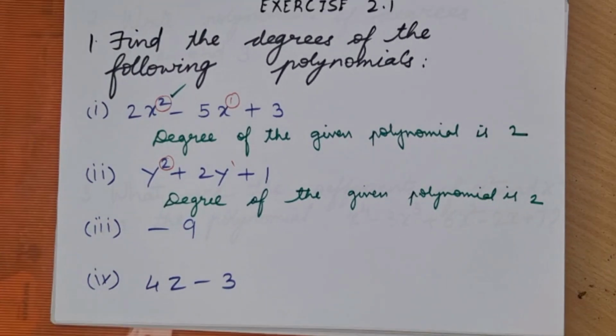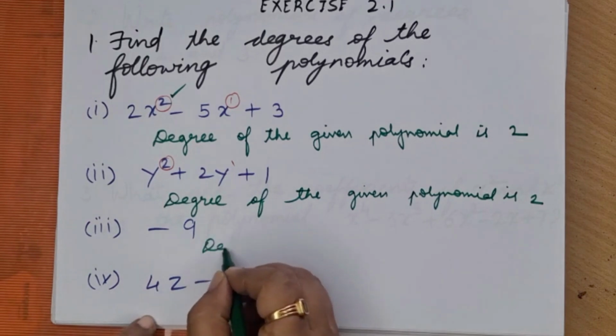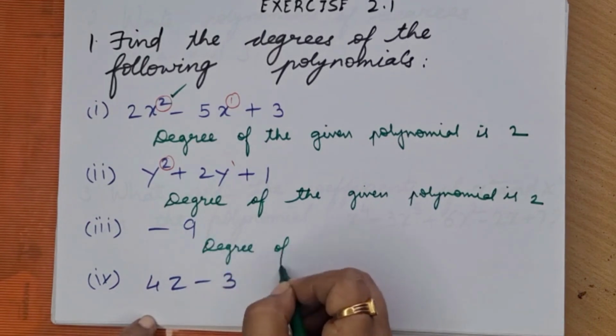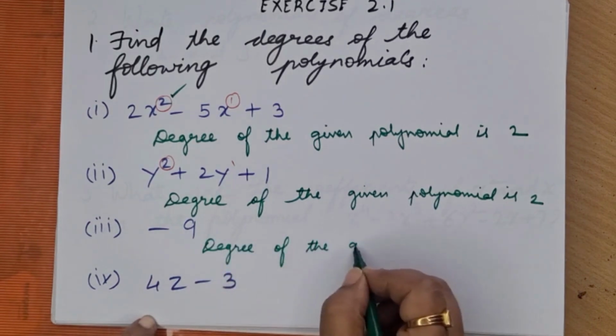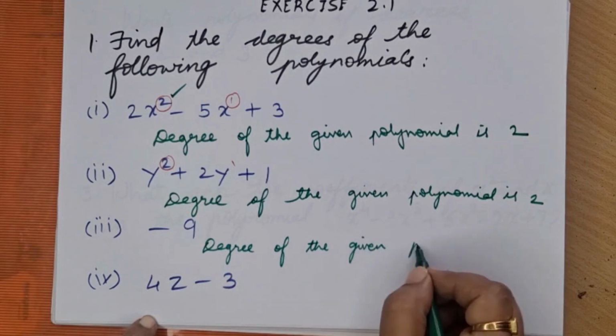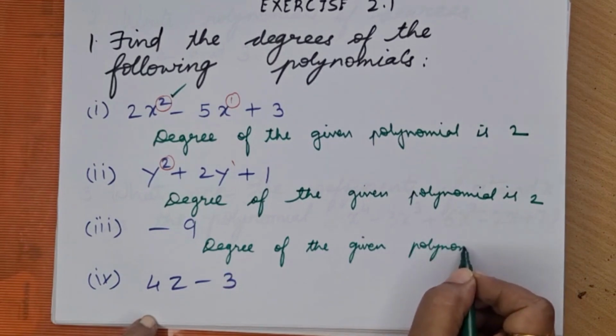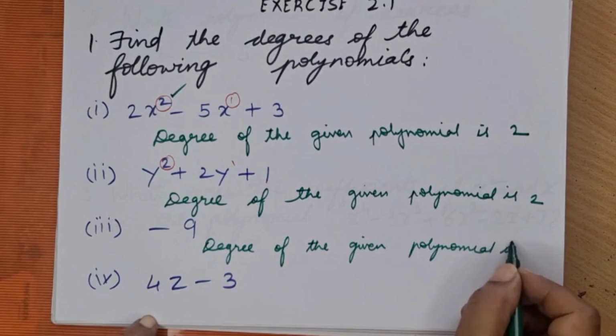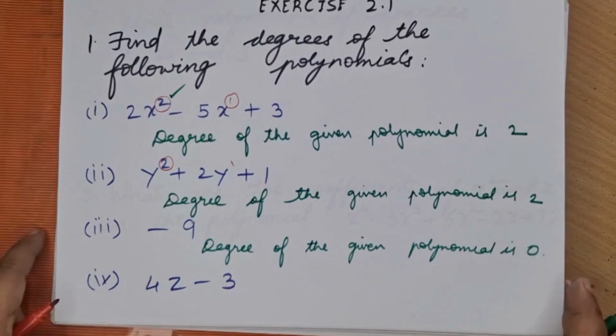The next example, look at minus 9. The exam trap. It is a pure constant number with no variable. It secretly has x to the power of 0. So, its degree is a flat 0. Degree of the given polynomial is 0.